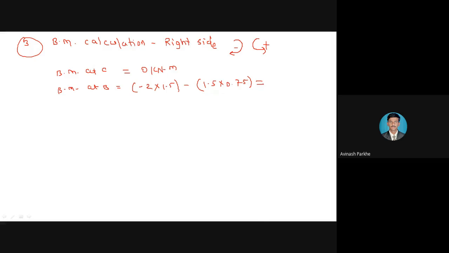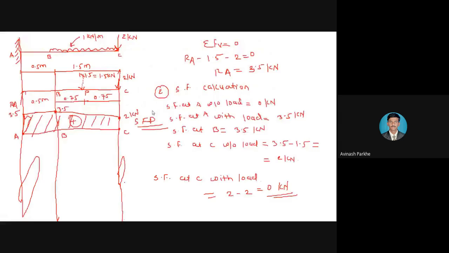What is the bending moment at point B? Yes, minus 4.125 kilonewton meter. And then the last point is remaining, that is BM at A. Minus 2 into multiplying distance, you can see the figure. Minus 2 into the distance between A and C, which is 0.5 meter plus 1.5 meters, means total 2.5 meter.